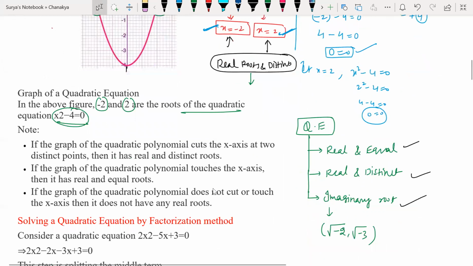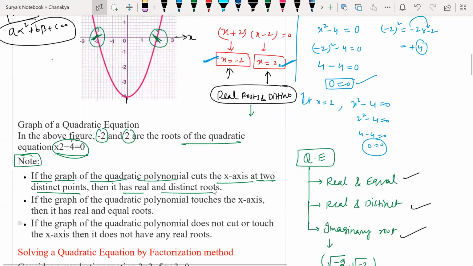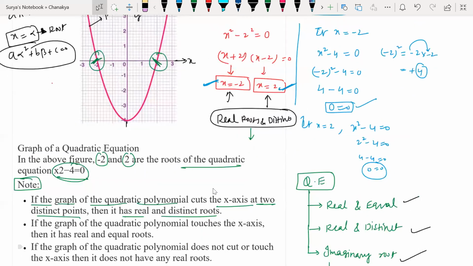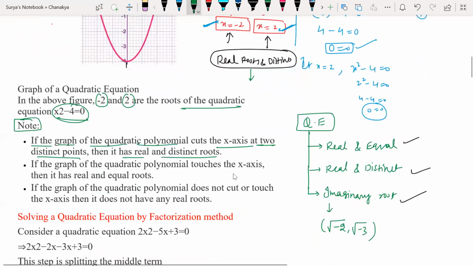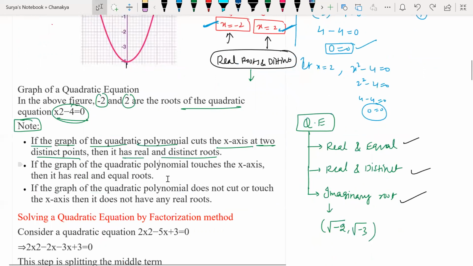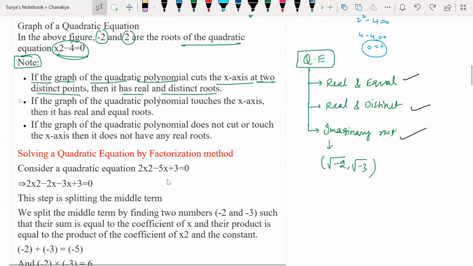If the graph of the quadratic polynomial cuts the x-axis at two distinct points, then it has real and distinct roots. Okay. If the graph of the quadratic equation is cutting the x-axis at two different points, then what can I say, beta? That particular quadratic equation has what type of roots? Real and distinct roots. Okay. Hope it is clear. If the parabola is cutting the x-axis at two distinct points, it has distinct and real roots, or you say real and distinct roots.